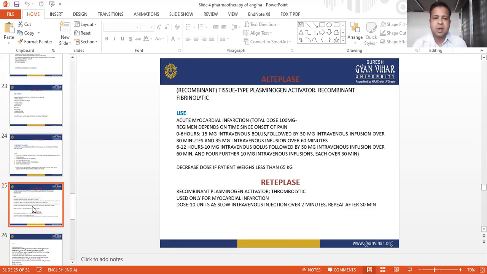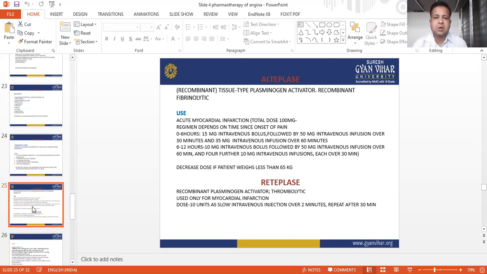6 to 12 hours: 10 mg intravenous bolus followed by 50 mg intravenous infusion over 60 minutes and 4 further 10 mg intravenous infusions, each over 60 minutes. Decrease the dose if patients weigh less than 65 kg.